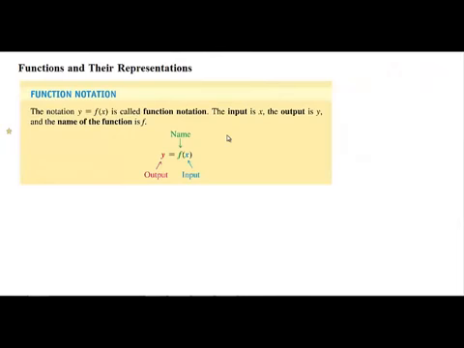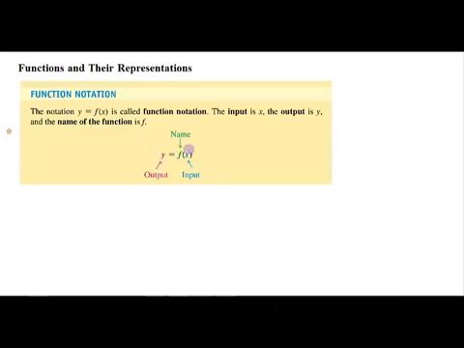Functions and their representations. The first thing we'll want to talk about with functions is function notation. The notation y equals f of x is called function notation. The input is x and the output is y. The name of the function is f. So in this notation it looks like it's f times x, but it's not. In this context it's simply function notation saying that the function f of some input x gives us some output.